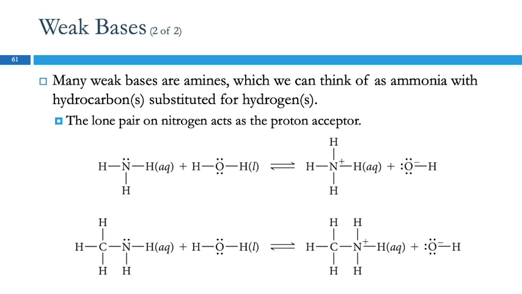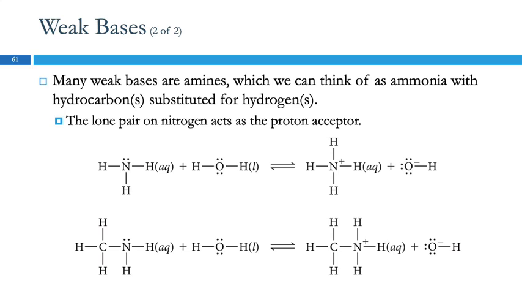So a lot of weak bases are amines. I mentioned that in the previous slide. We can think of amines as being ammonia with some substituents. Here we have the Lewis structure for ammonia. We've got nitrogen with a lone pair, and there are 3 covalent bonds to hydrogen. Ammonia should be familiar. What happens here is this lone pair can accept a hydrogen ion from the water, and we can make NH4+. That produces the hydroxide ion.